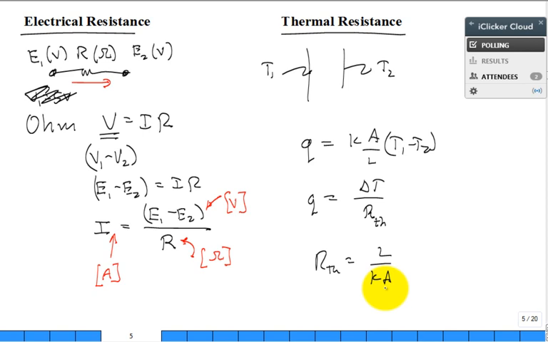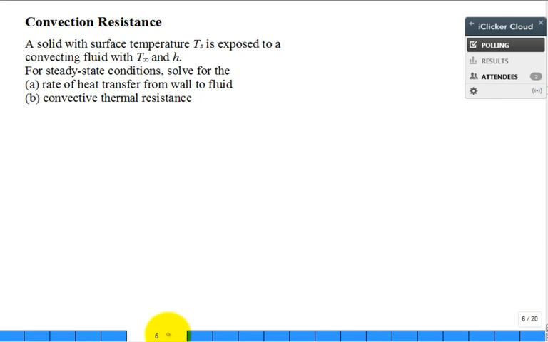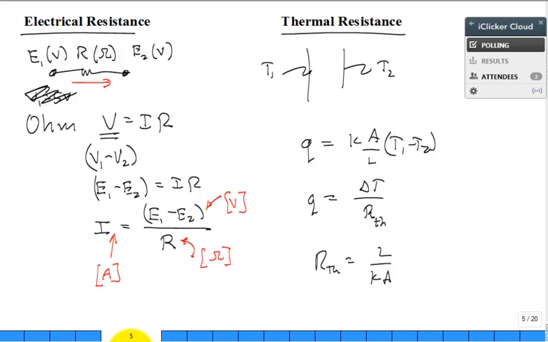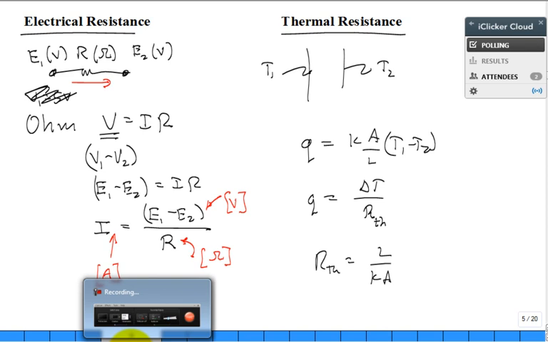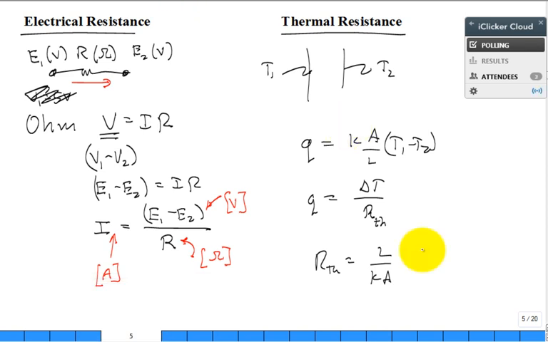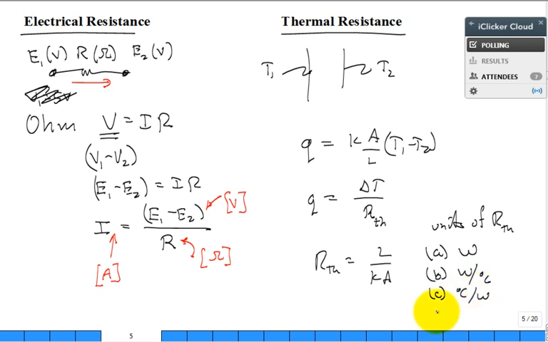Let me ask a clicker question. What would be the units of our thermal resistance? Is it watts? Is it watts per degree C? Is it degree C per watt? Or is it simply just degree C? What are my typical SI units for thermal resistance?